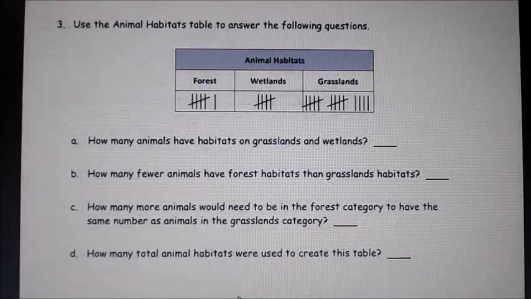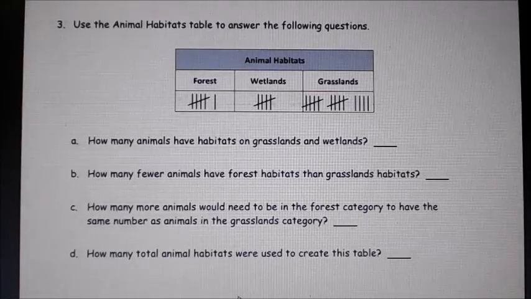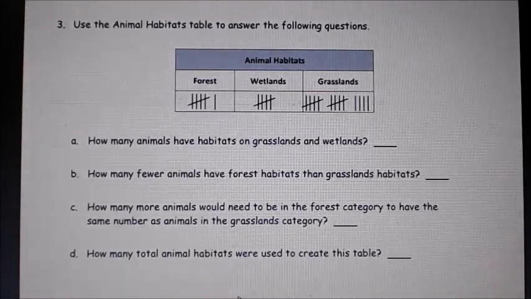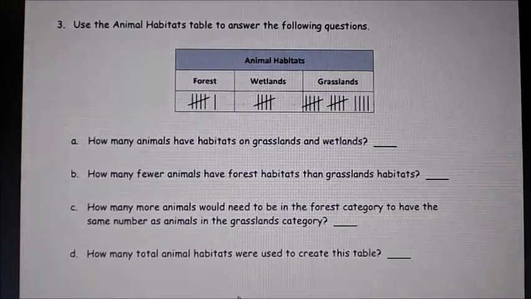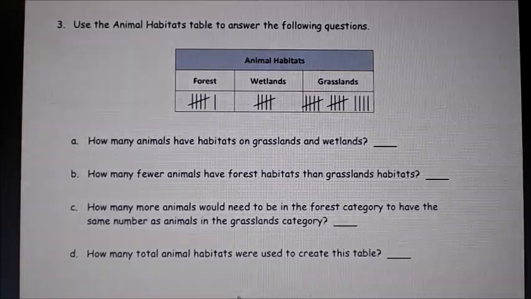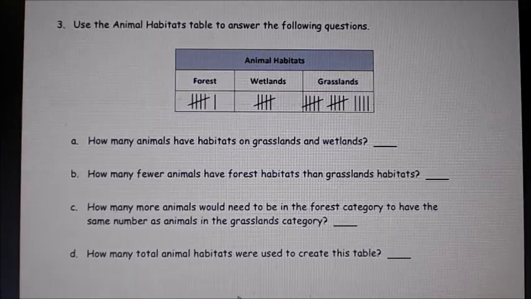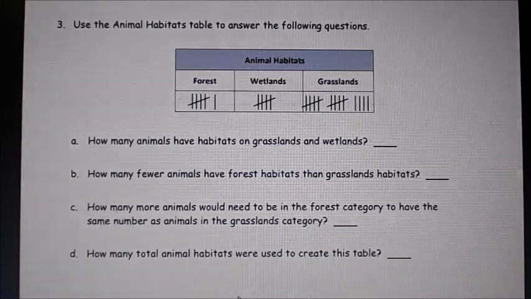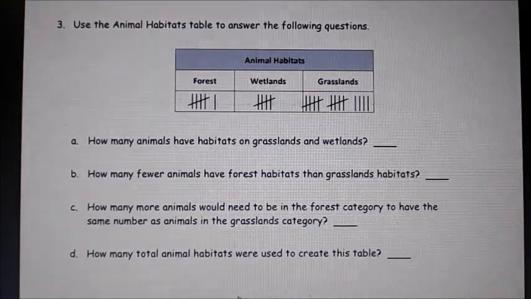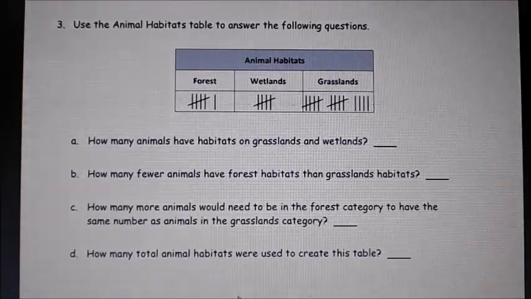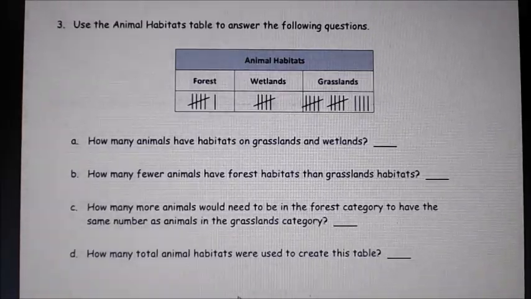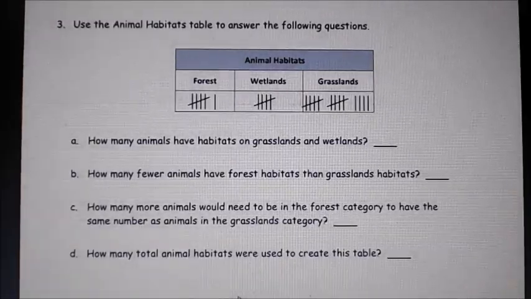How many animals have habitats on grasslands and wetlands? How many fewer animals have forest habitats than grassland habitats? How many more animals would need to be in the forest category to have the same number as animals in the grassland category? And the last question, how many total animal habitats were used to create the table?